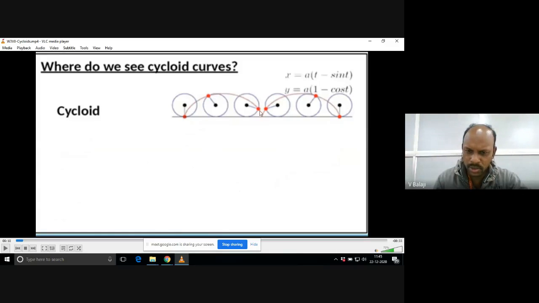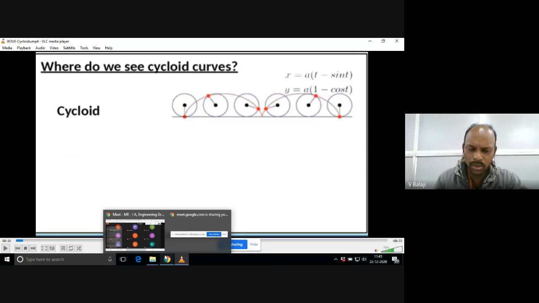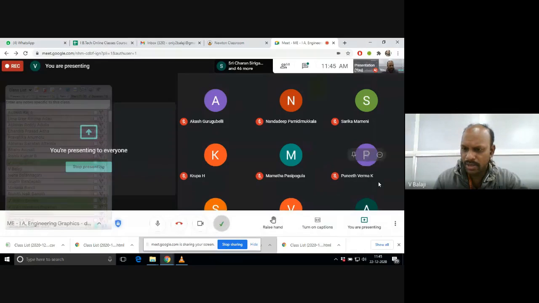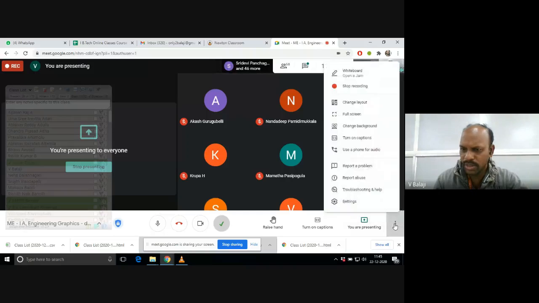To draw this curve, I need to generate so many points: 1, 2, 3, 4, 5, 6, 7, 8, 9, 10, 11, like that. Then only can you draw a smooth curve passing through all these points. So that's why it is important to know how to generate so many points.